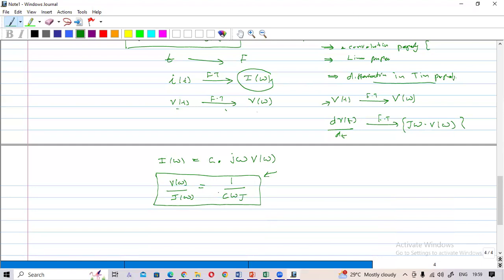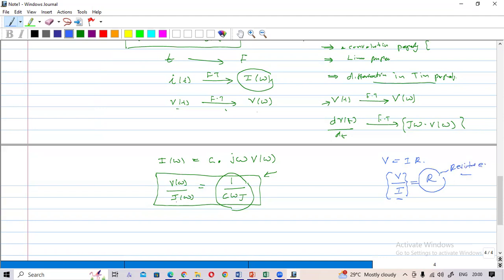And what is this? Can you tell me what is this? So you know Ohm's law, no? V equals IR. Okay. So if V divided by I, that is R. So if we get V divided by I, you will have a resistance.